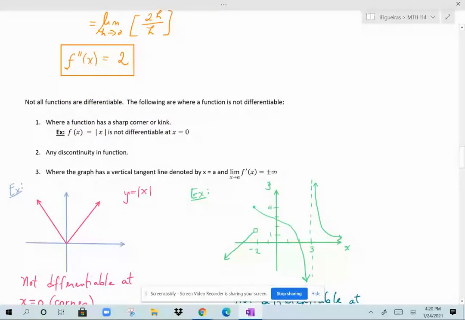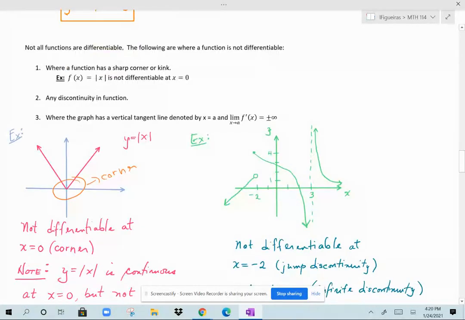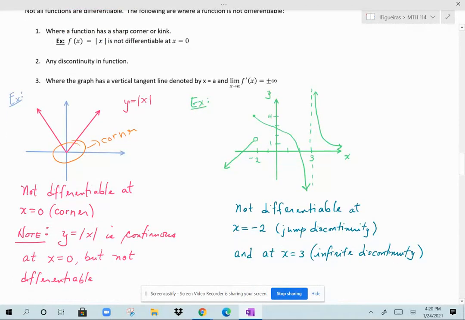If you recall, the absolute value function looks like this V. Where the two lines meet, that's considered to be a corner. So although it is continuous and the graph exists at 0, it is not differentiable at the corner 0. So I mentioned that here. It is continuous, but it's not differentiable at 0.